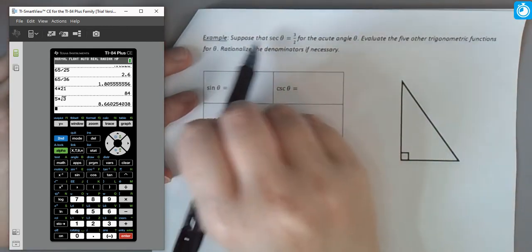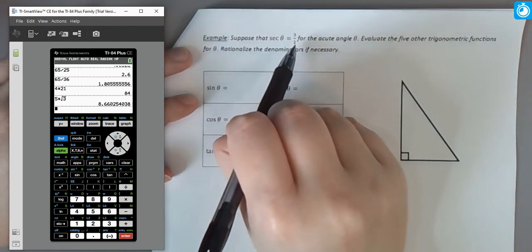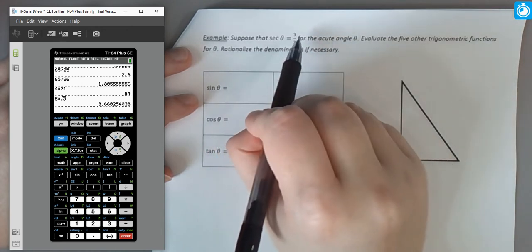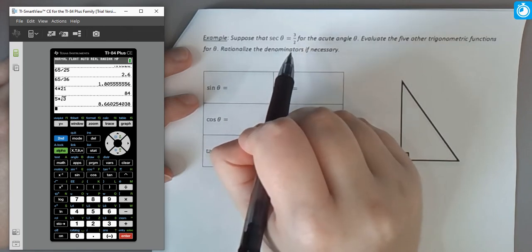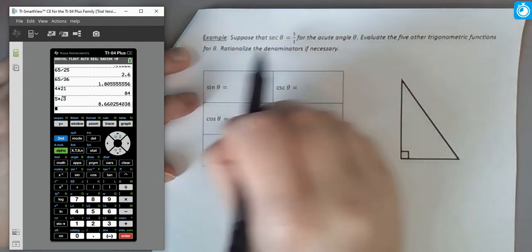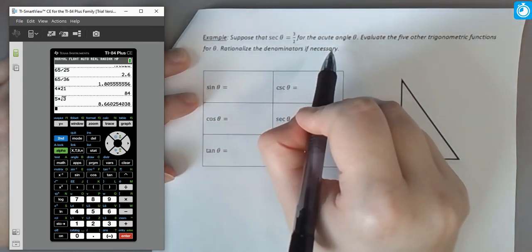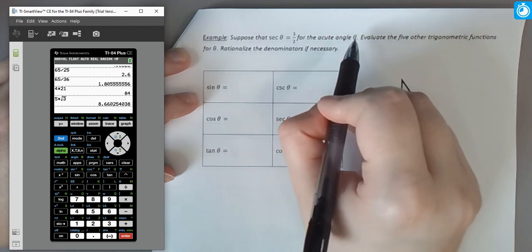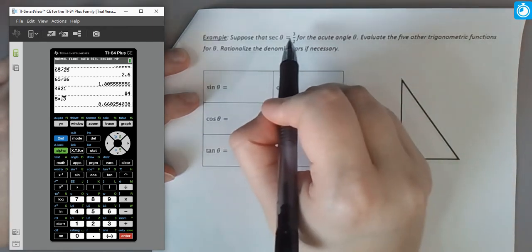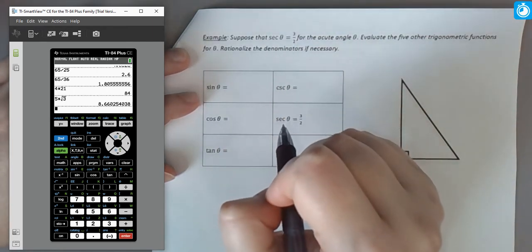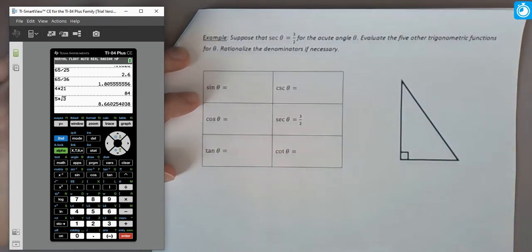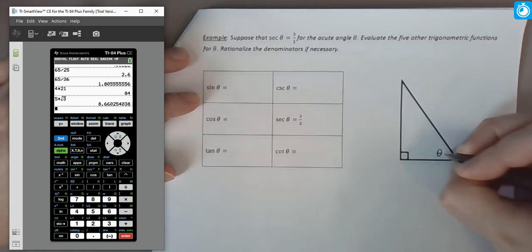So in this case, suppose that secant of theta is defined as 3 over 2 for the acute angle theta. And we don't know anything specific about theta except that this is the value of its secant. We want to evaluate the other trig functions for theta, and again rationalize our denominators if necessary. So notice again, it doesn't say anything about theta being the smaller angle or the larger angle. All we know is that theta has a secant of 3 over 2. So that means we can technically put theta wherever we want as long as we choose one of the acute angles. So just for the sake of being different, let's put it down here.